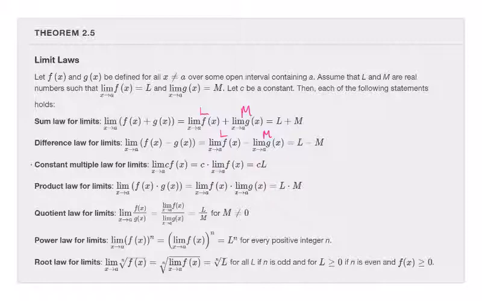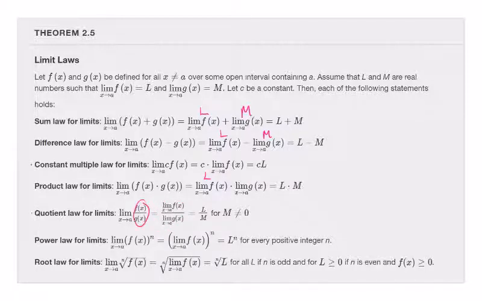Now next, the product law for limits and the quotient law. Those are basically the same thing. So if I take the limit of a product of two functions, then that's equal to the product of the limits of those two functions individually. So it's that L times m thing, L multiplied by m.